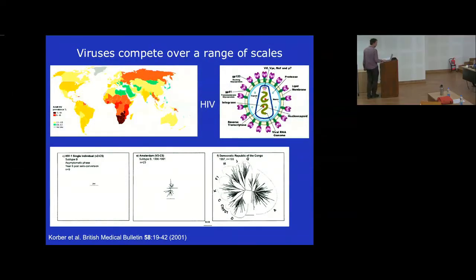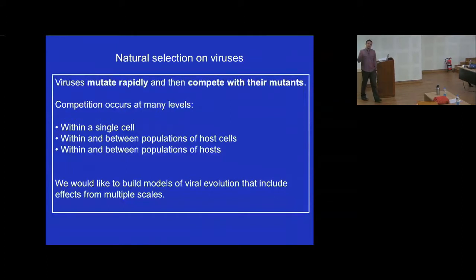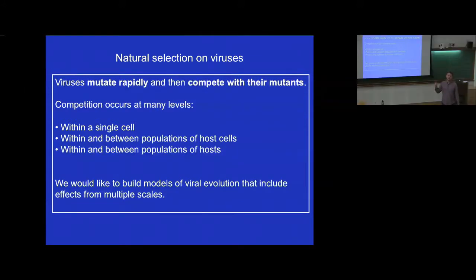Okay. So, just to repeat what I just said: viruses, and particularly HIV, mutate rapidly and then compete with their mutants. So you're a virus strain, some of your progeny have a mutation, and you're basically setting up a competition between yourself and the newly created mutant. This is probably a pretty good description of a lot of evolutionary processes. The competition occurs at many levels, so there are many resources that a virus needs, if you want to break it up by scale.